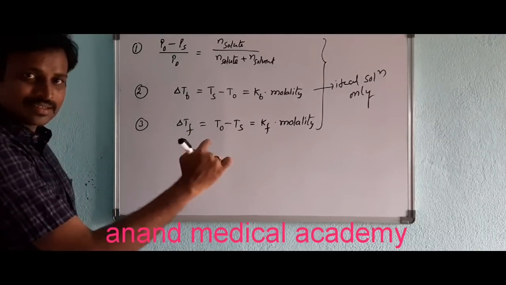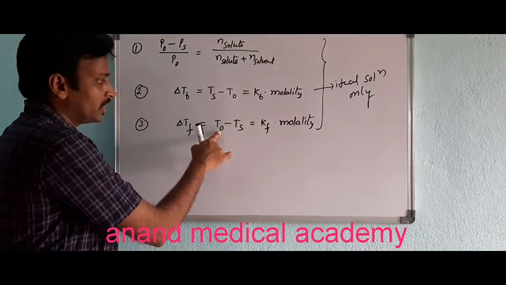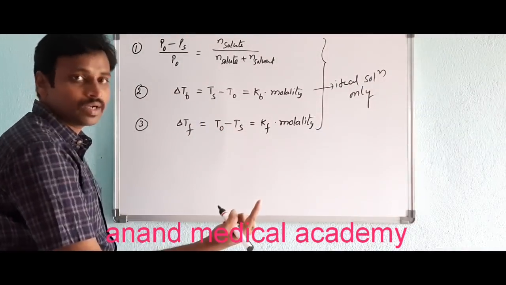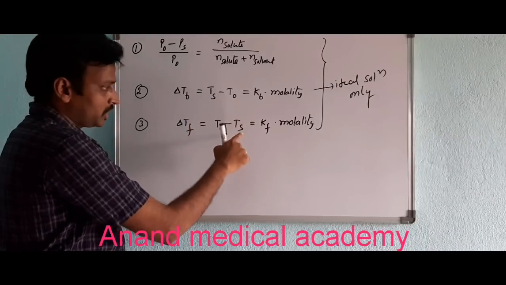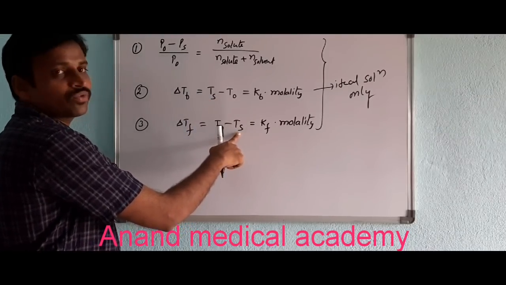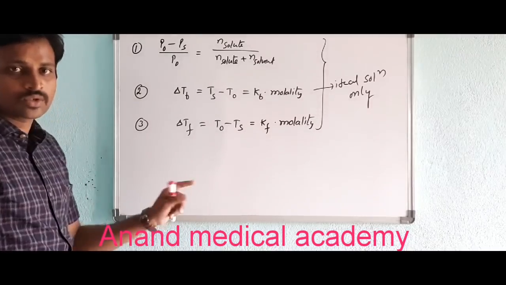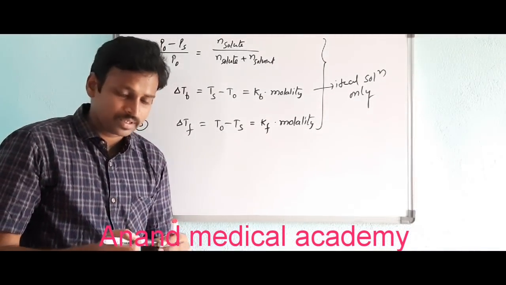So what are T0 and Ts? You have the difference. Naught means solvent. T0 is the boiling point of the solvent. Ts means here the boiling point of the solution. Here Ts means the freezing point of the solution. Just go through these three colligative properties. Over.